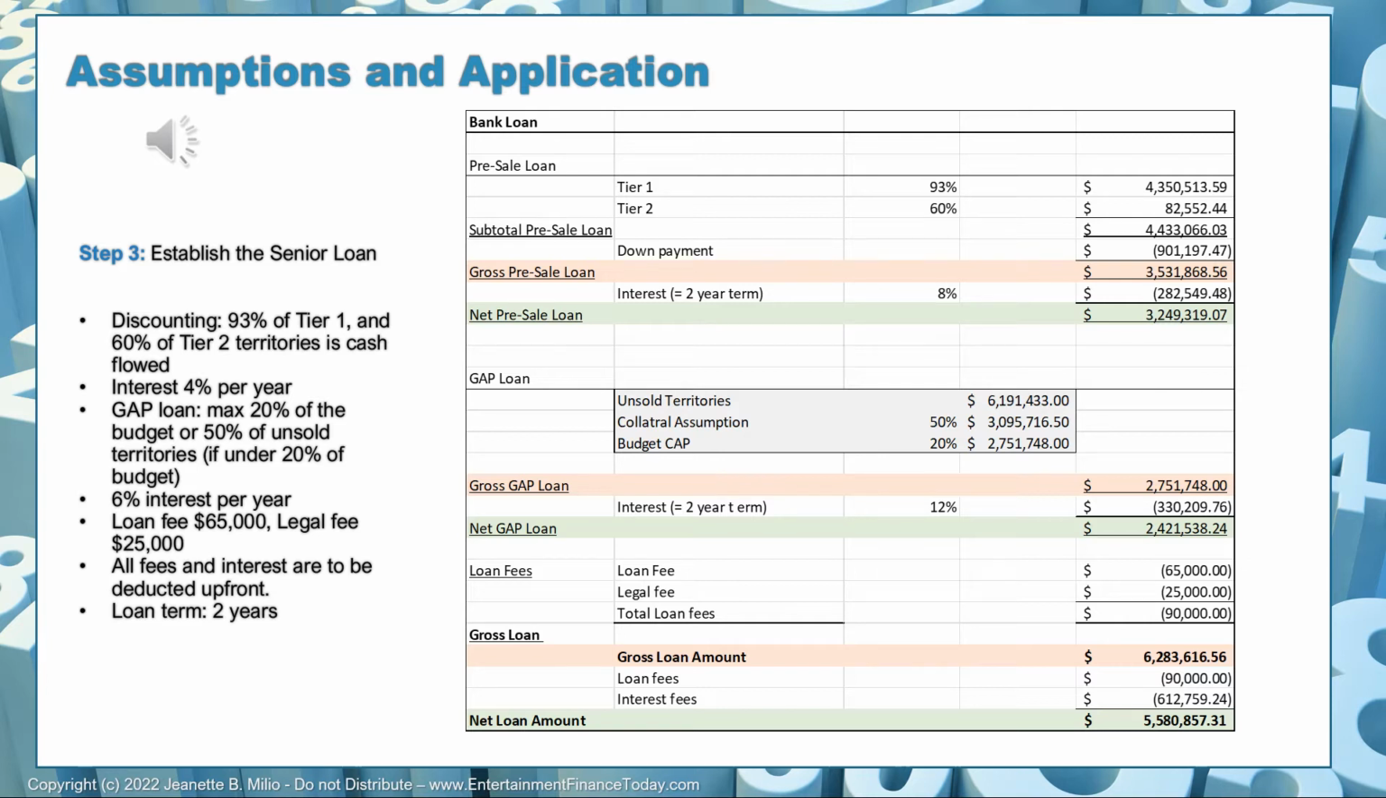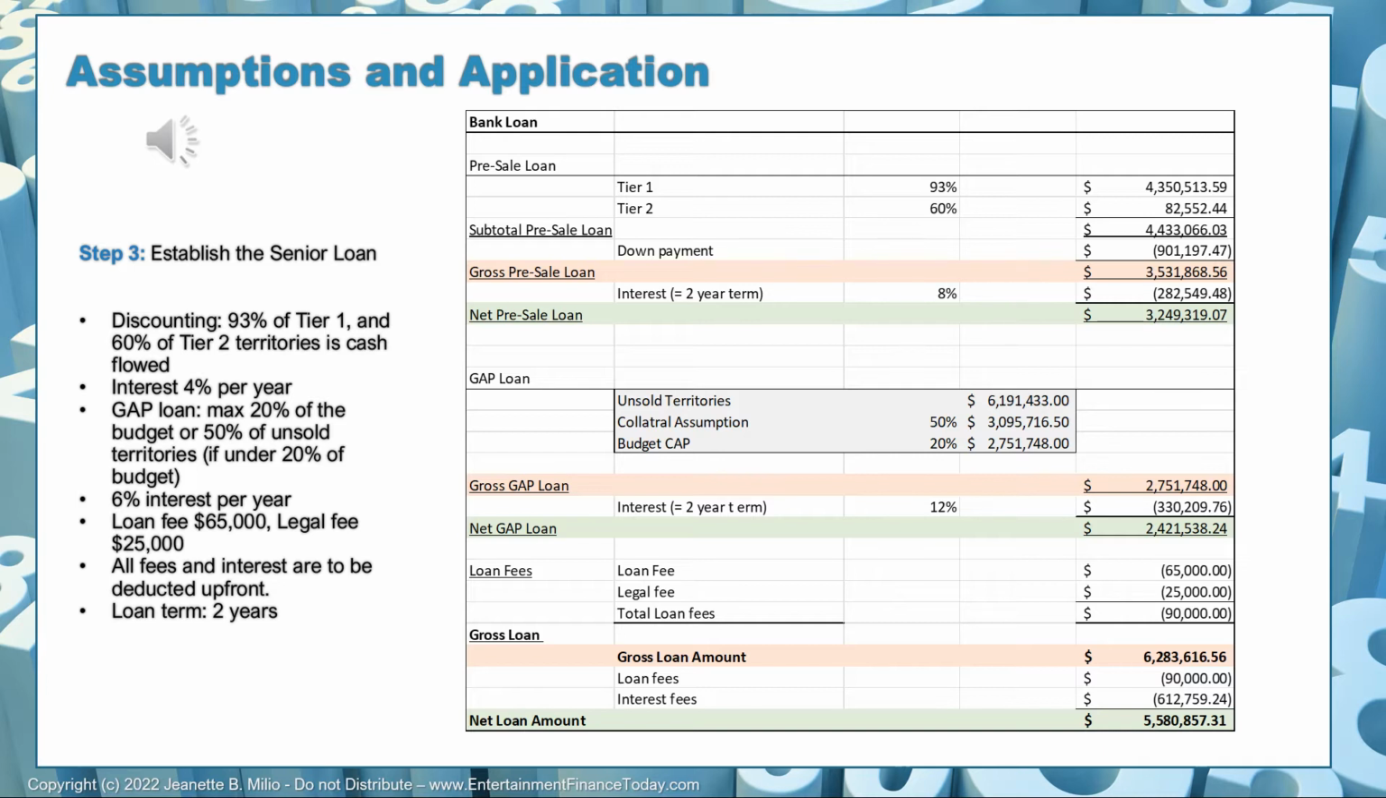So we have to pay 4% interest per year. The term for this loan was 2 years, so this is 8%. The interest reserve will therefore be 8% of 3,531,868.56. So we're paying interest of 282,259.48. So the net pre-sale loan will come to 3,249,319.07. This is money that we can use.